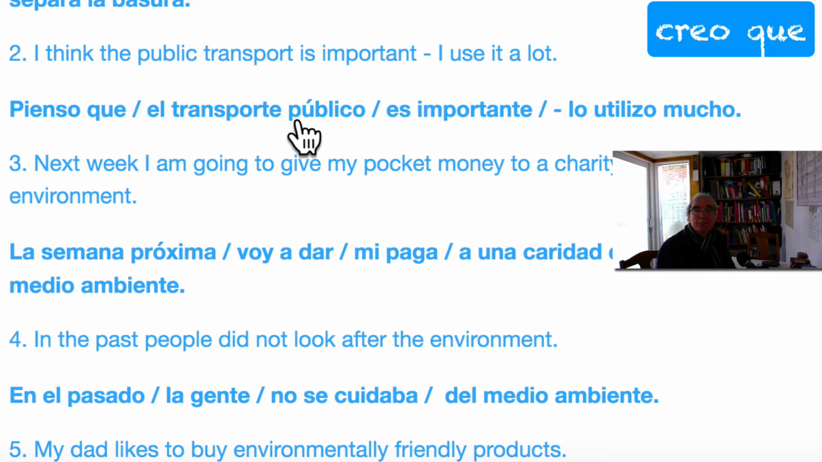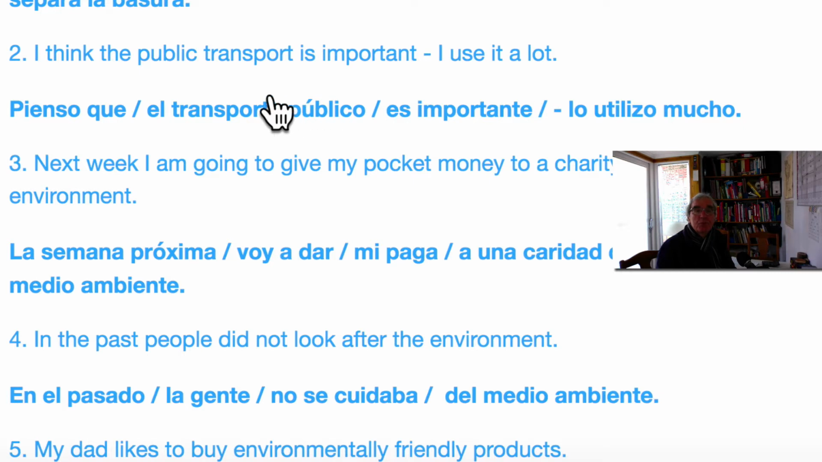El transporte público, notice that the word público is after the word transporte, whereas in English we put it before, in Spanish it's afterwards. El transporte público es importante, is important. Lo utilizo mucho, I use it a lot. So it is important. Lo utilizo mucho.